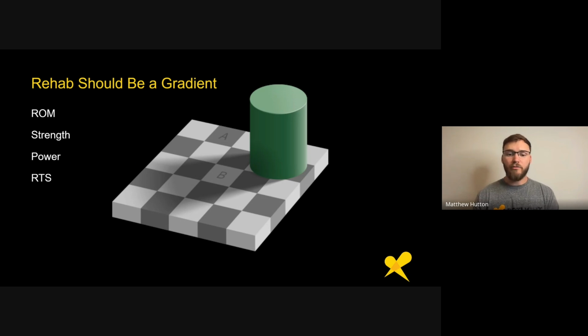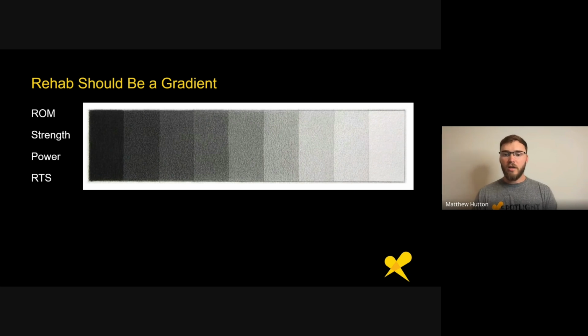I think that there are a couple of illustrations or illusions that are helpful in conceptualizing this topic. The first is the square and the shadow illusion. If you've ever seen this before, the A and the B squares look drastically different. Obviously, the A square looks a lot darker than the B square. But if you take a pencil and cover up the line, it actually is the same exact color. It's just the context of what's around it that makes it look different. So I really like this idea of creating a gradient in the rehab.